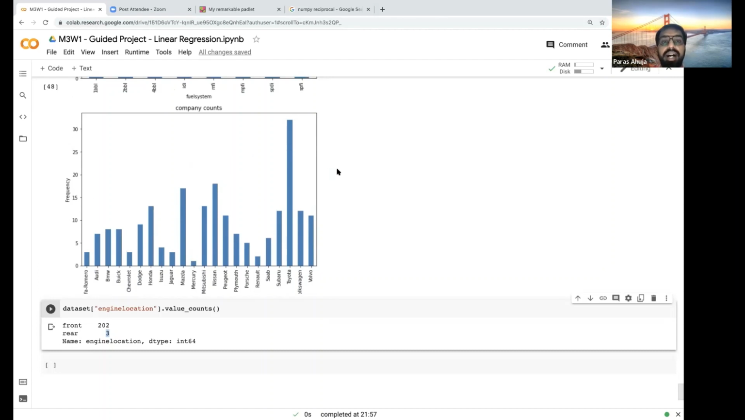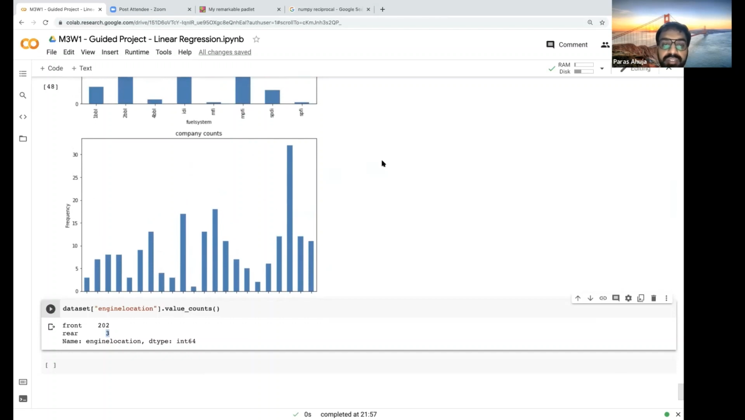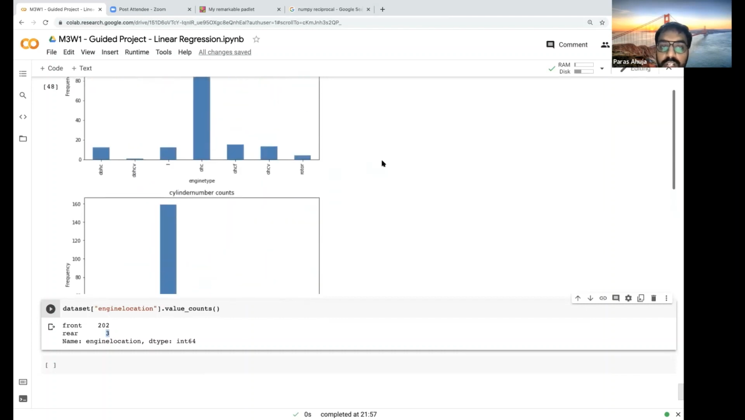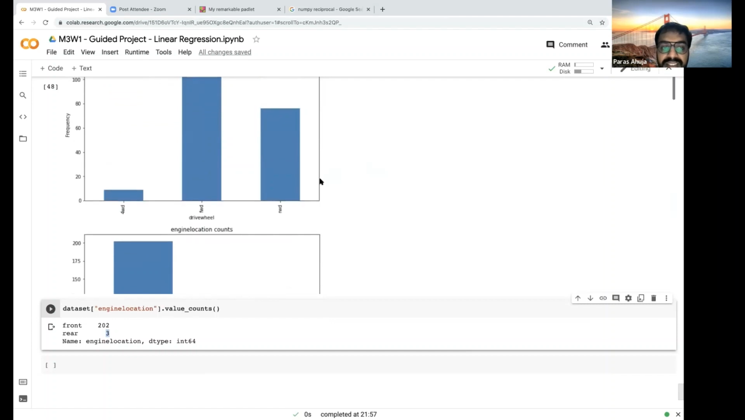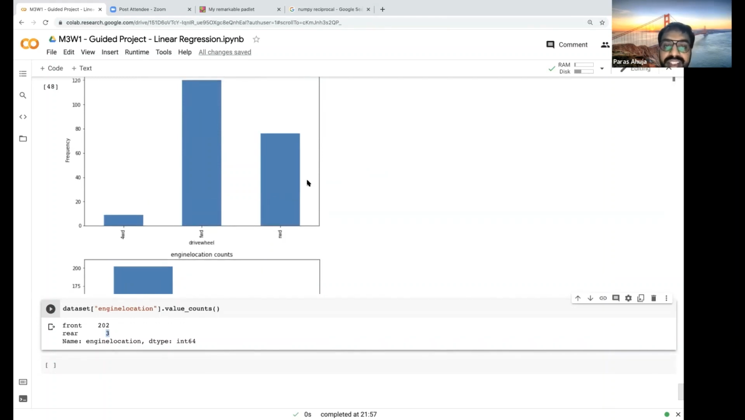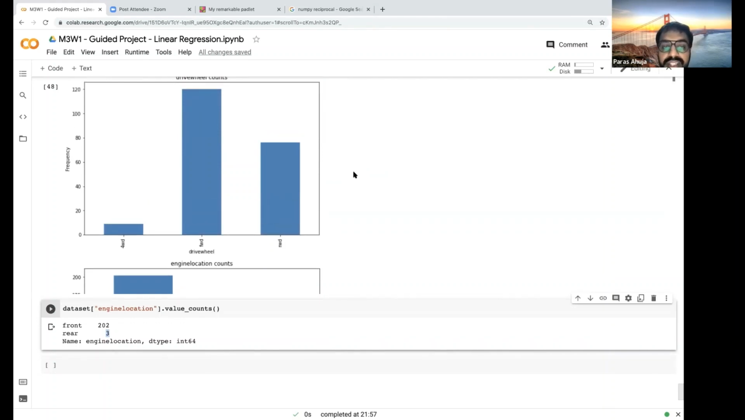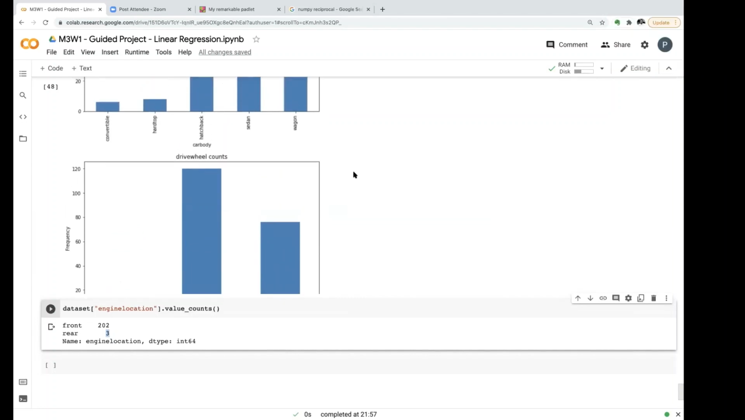And now what is the other problem that we have to deal with for categorical columns? We have to convert them. All these columns need some processing. Do you agree? We cannot directly pass FWD, RWD and 4WD to our model. We need to convert this data into something understandable by our model. What should we do? What is the next step?